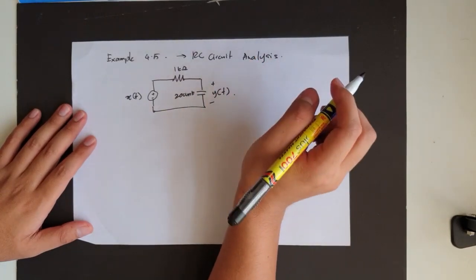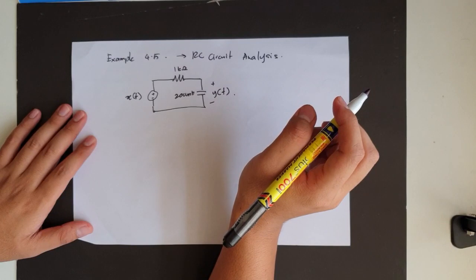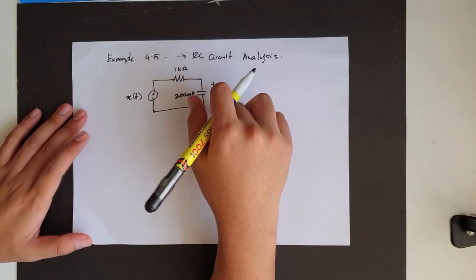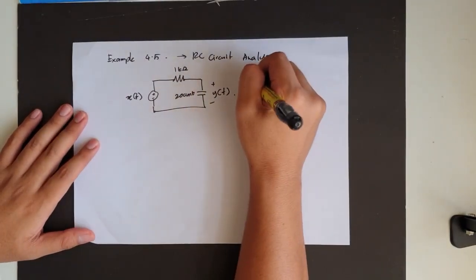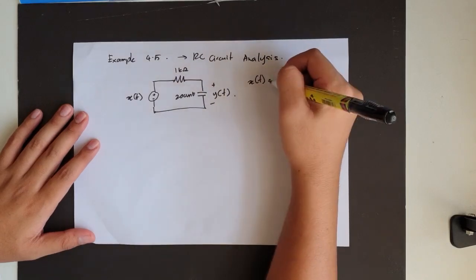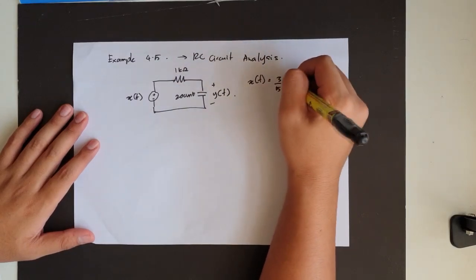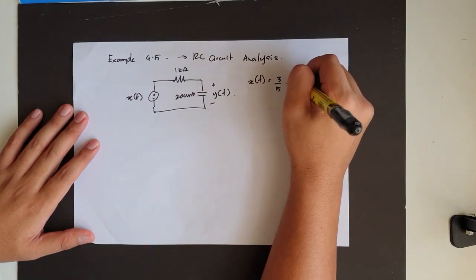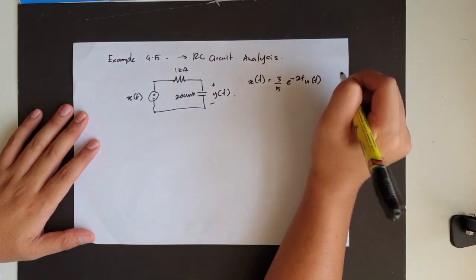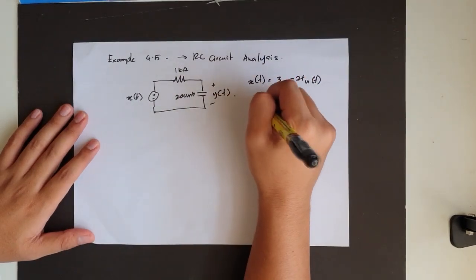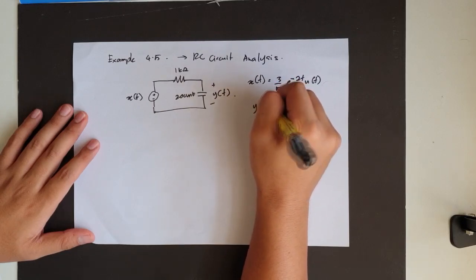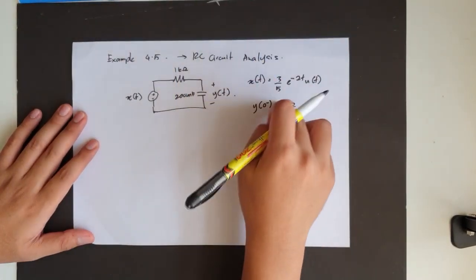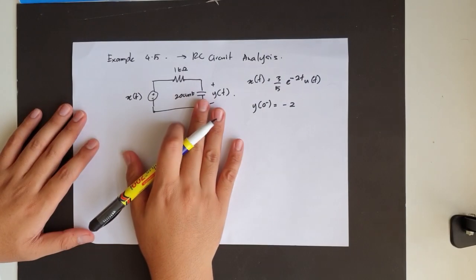Use the Laplace transform to find the voltage across the capacitor y(t) for the RC circuit as shown in this figure, in response to the applied voltage x(t). The applied voltage is x(t) = 3/5 e^(-2t) u(t), and the initial condition is y(0) = -2. So this one is the input, this one is the initial condition, and this one is the RC circuit.